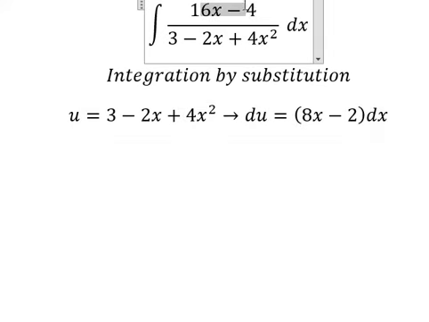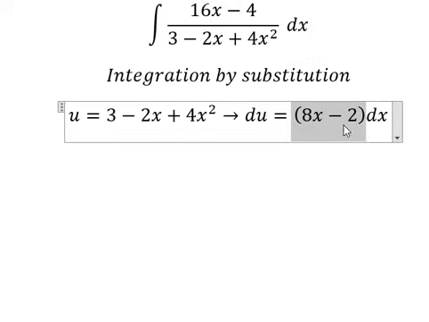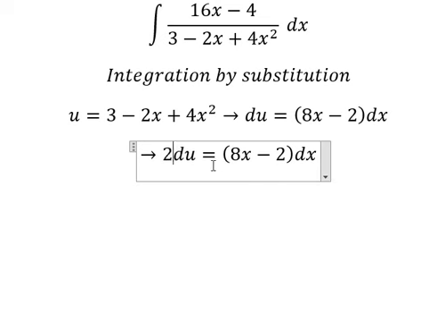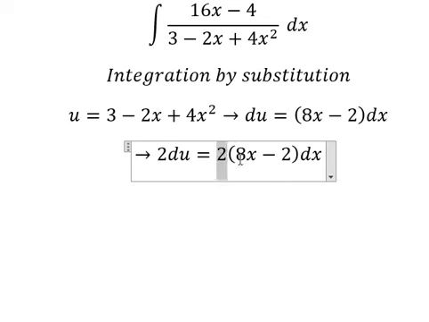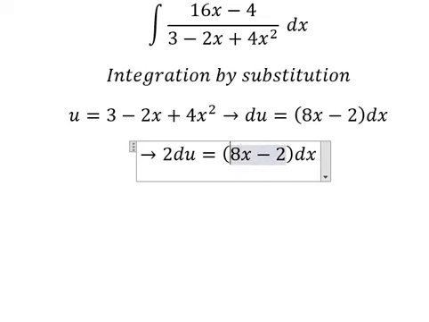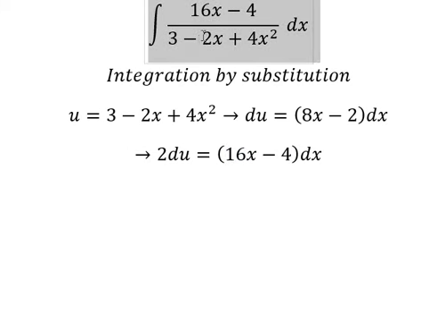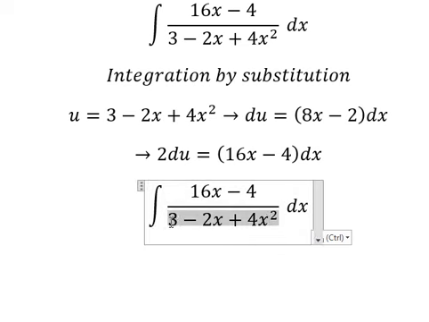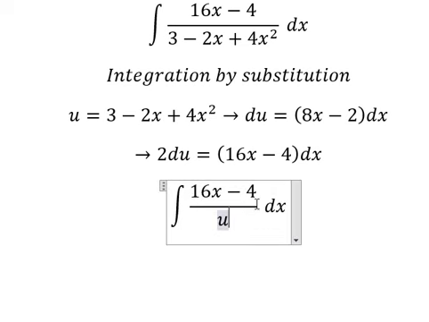We know that this is 16x minus 4. This is du minus 2. So in this situation, we multiply both sides by 2. And 2 with du, you get 16. And this one you get 4. So this one we change by u. This one we change by 2 du.